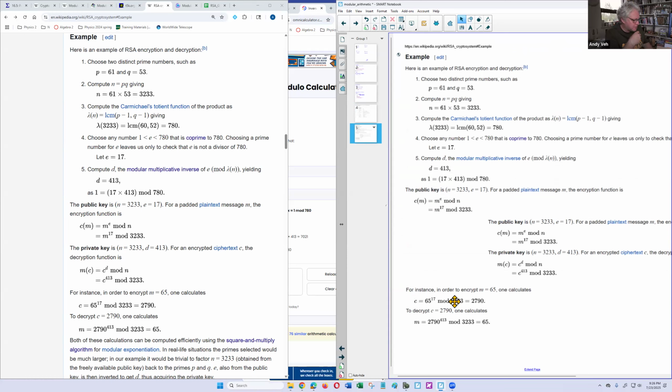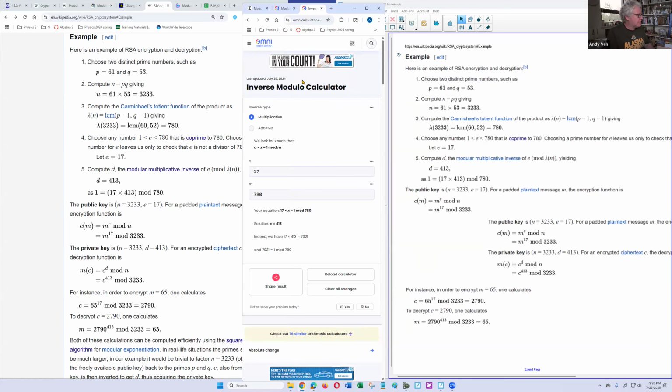And then here would be encrypt something. 65, by the way, in the ASCII code is the capital letter A. And here's what you do. 65 to the 17 power mod 3233. So 65 to the 17th power, that's a pretty large number. It's 10 to the 20 something. And then you divide it by 3233, and you're only interested in the remainder.